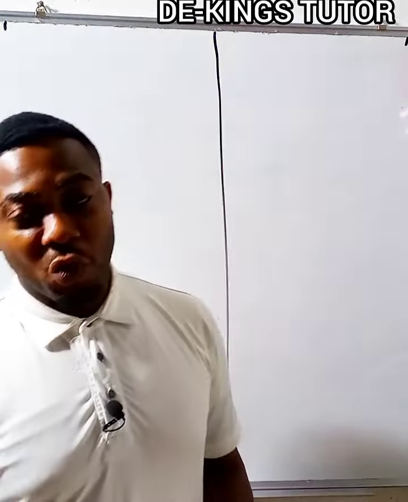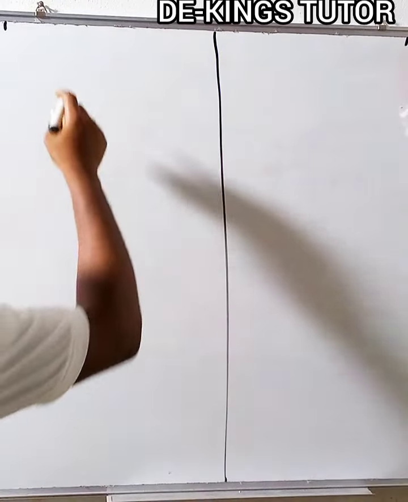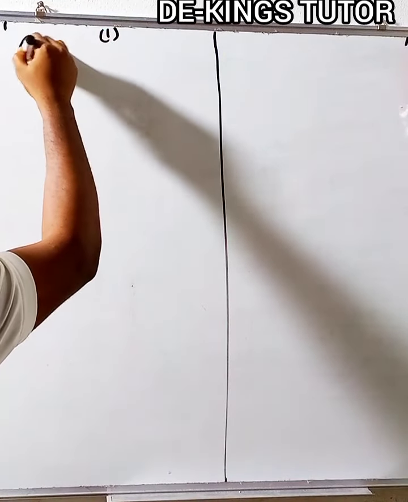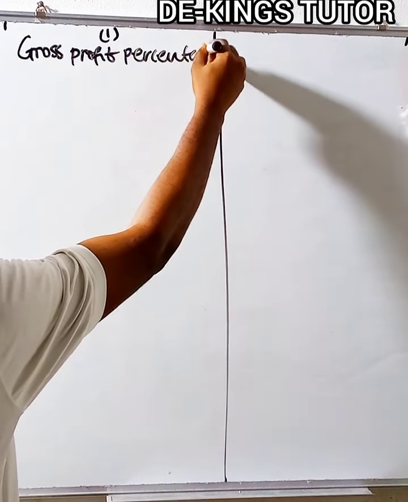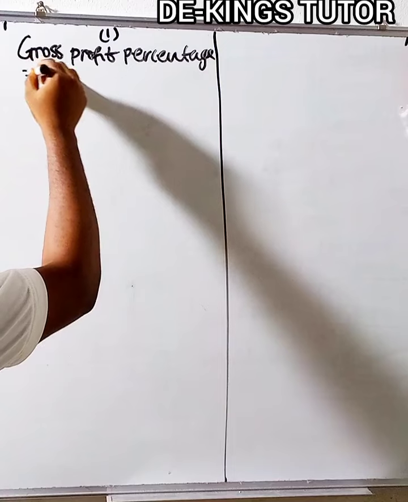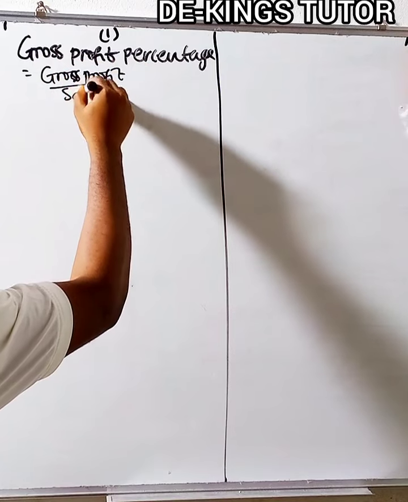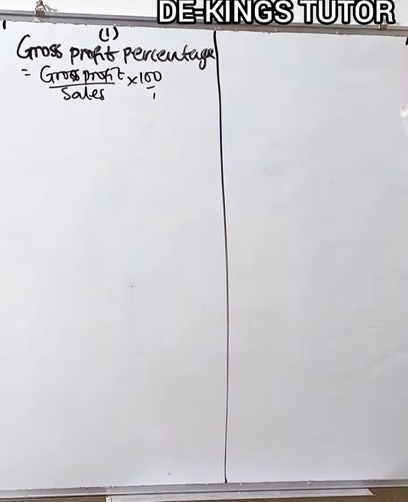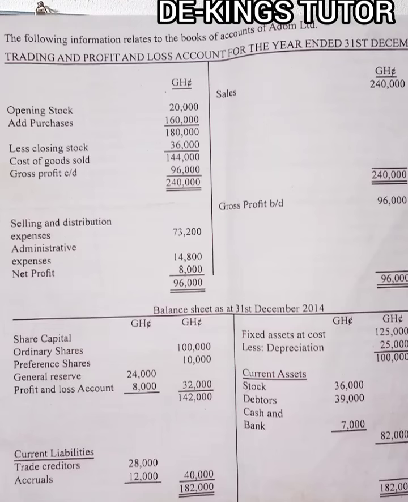Now to solve this, you have to be very conversant with the formulas. Okay, so we're going to do this now. The first one is gross profit percentage. The gross profit percentage is given as the gross profit over sales times 100 over 1. So now in the question there, what is the gross profit? The gross profit there is 96,000, while the sales is 240,000.